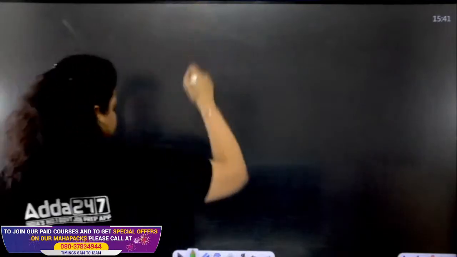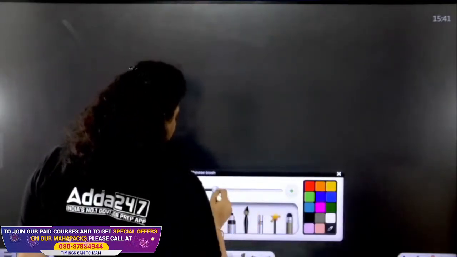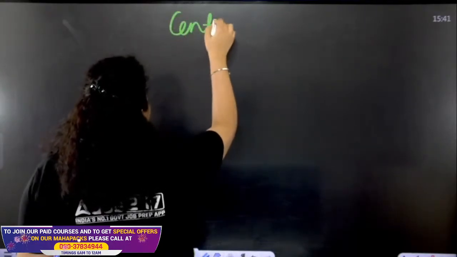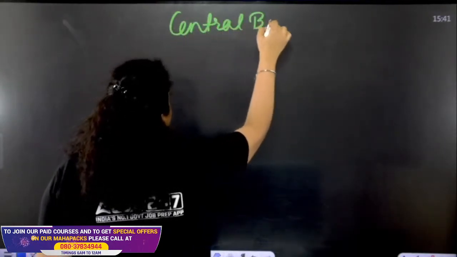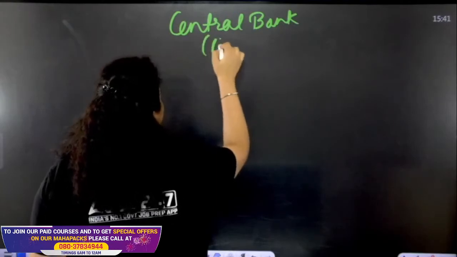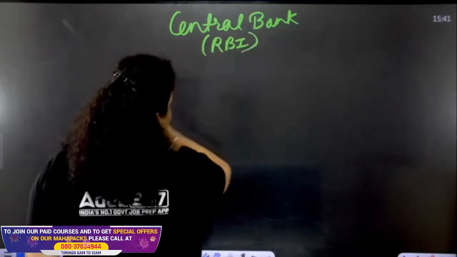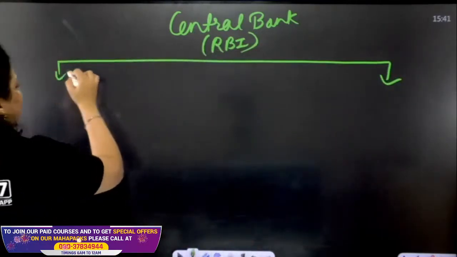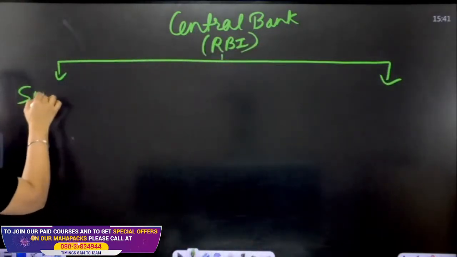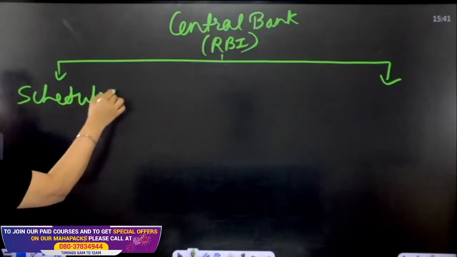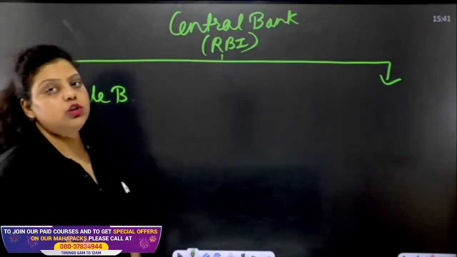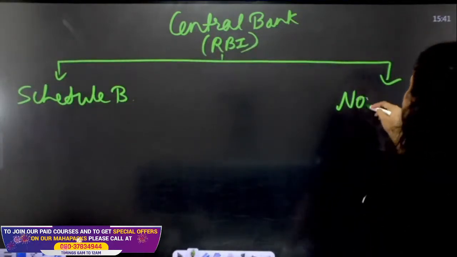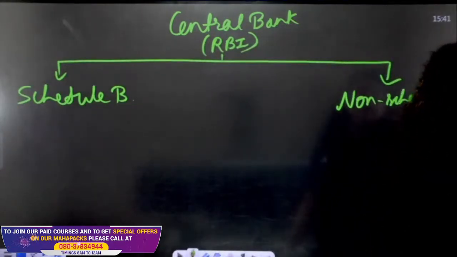And if I talk about the banks in India, first of all, we have the central bank of our country, and the central bank of our country is RBI. Who is the central bank? The central bank of the country is Reserve Bank of India. And RBI has divided the banks in India into 2 categories. The first is scheduled banks: those banks which are listed in the second schedule of the RBI Act 1934 are scheduled banks. And the second category is non-scheduled banks.